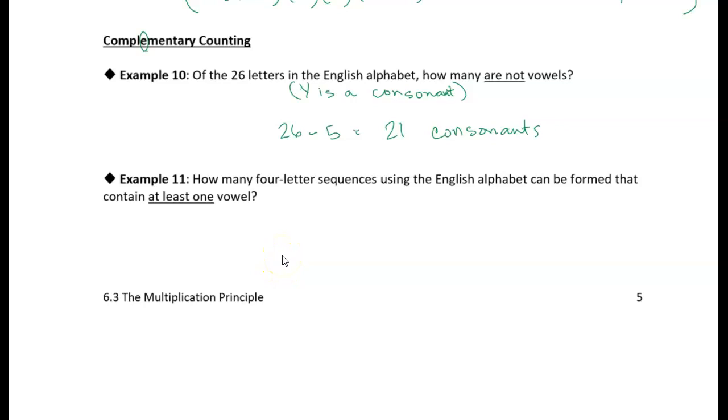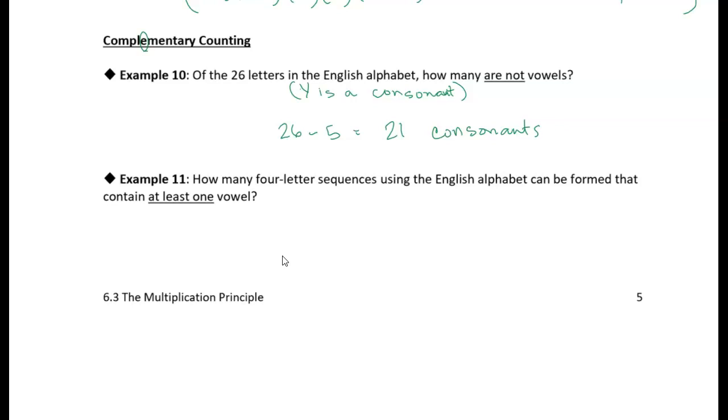This one is asking how many 4-letter sequences using the English alphabet can be formed that contain at least one vowel. At least one vowel. So let's think about that. It has at least one. But at least one means it could have one, or it could have two, or it could have three. It could even be a sequence of all 4 vowels.